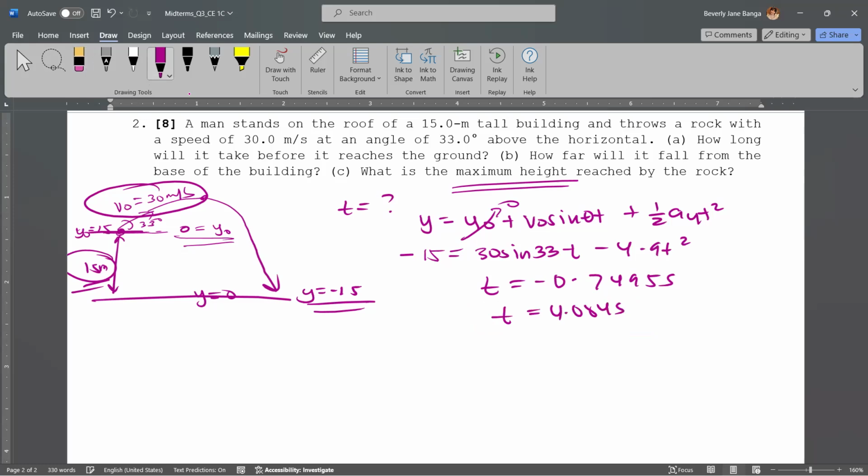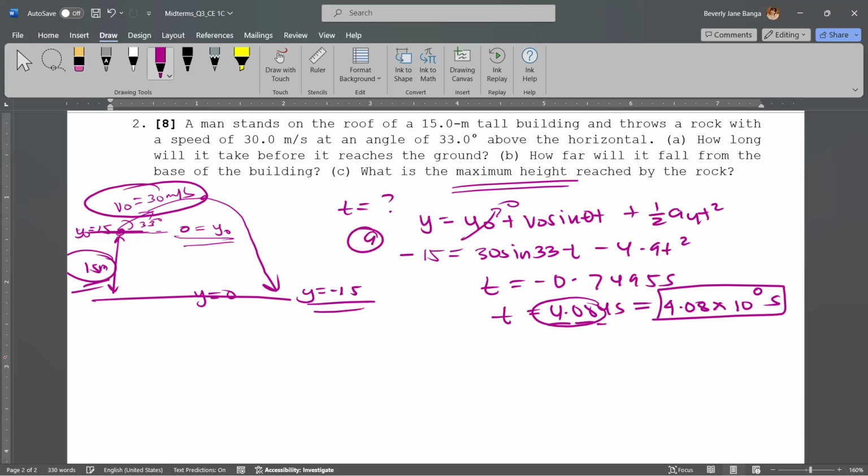Some of you made it 4.10, but I only need 3 significant figures. So my 3 numbers are these: this is simply 4.08 times 10 raised to 0 seconds. This is the answer for letter a.